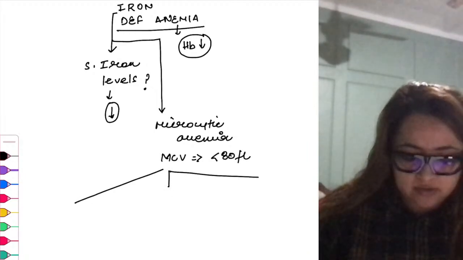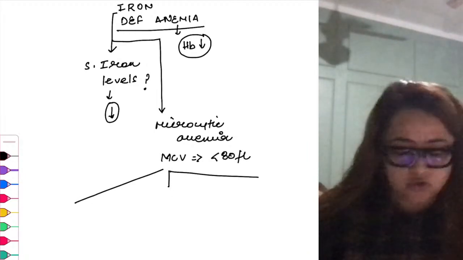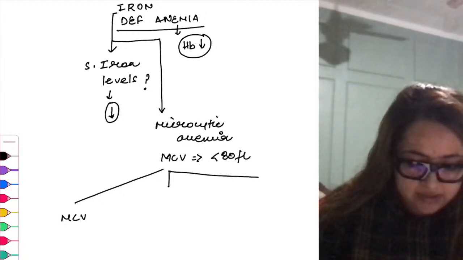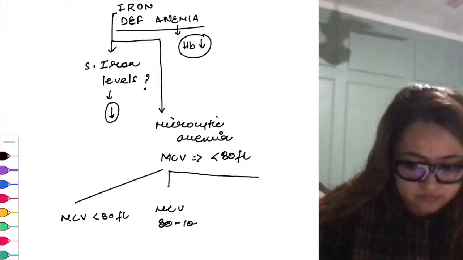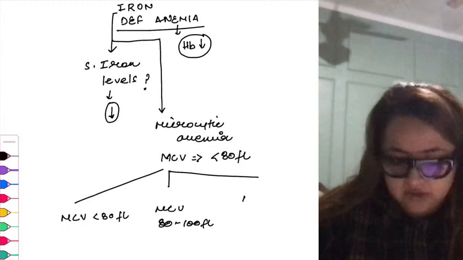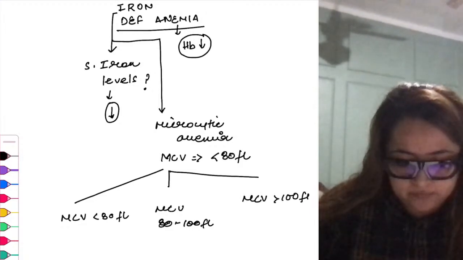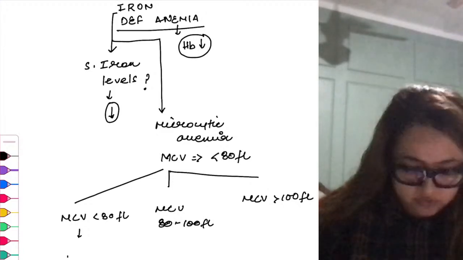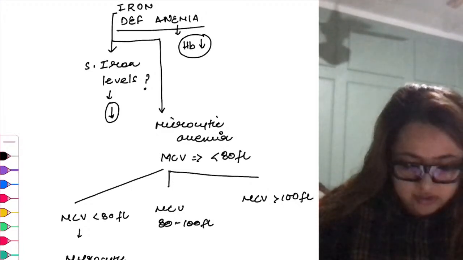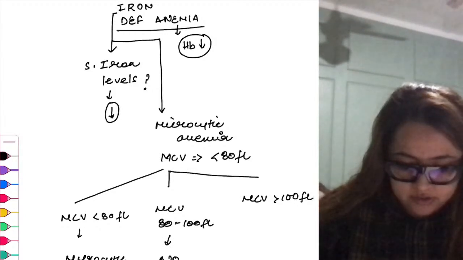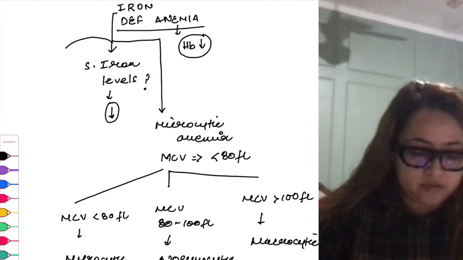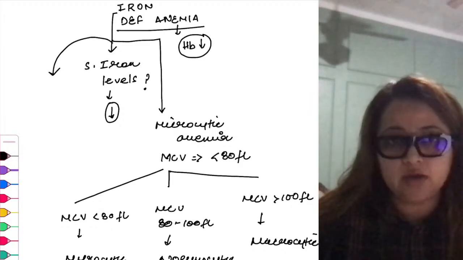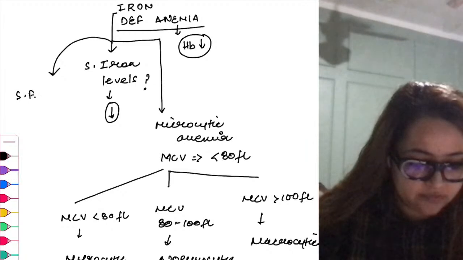I told you that anemias are most likely differentiated on the basis of MCV. MCV less than 80 femtoliter is microcytic. Normal MCV is 80 to 100, that is normocytic. And MCV more than 100 is macrocytic. The next point, a very important marker for iron deficiency anemia, is serum ferritin levels.